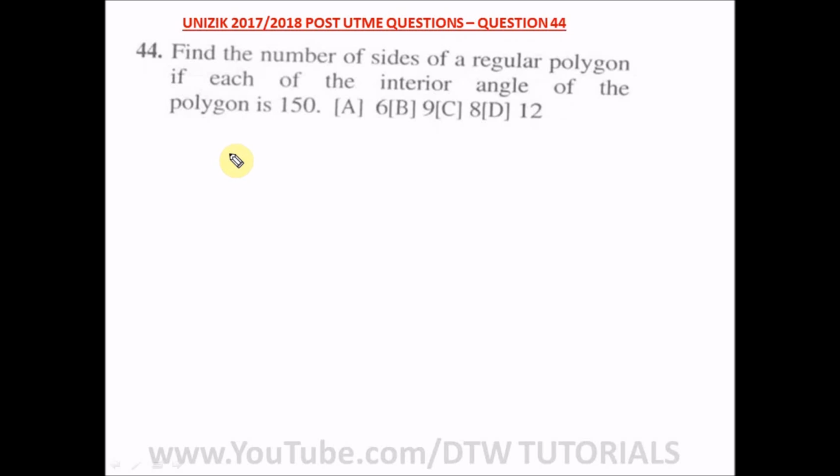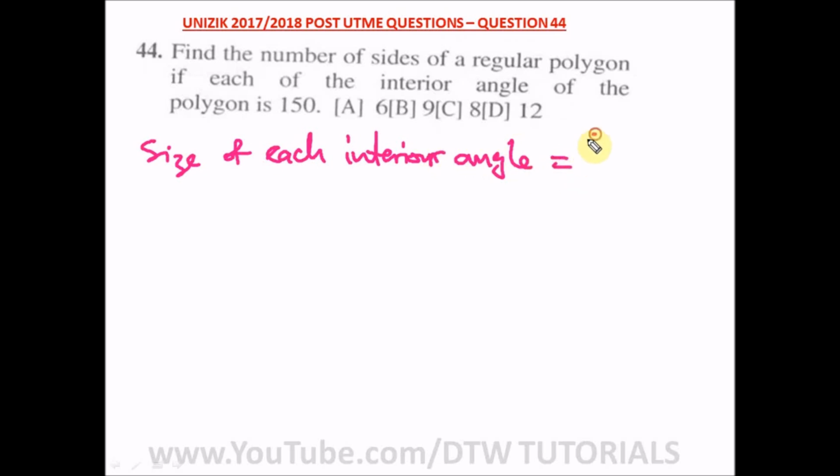Question 44 of the UNIZIK 2017/2018 post-UME past questions. That's the Nnamdi Azikiwe University, Awka. It says find the number of sides of a regular polygon if each of the interior angles of the polygon is 150. Now remember your formula for the size of each interior angle is what? Equal to bracket 2n minus 4 bracket multiplied by what? 90 divided by n. Okay, which is the number of sides.